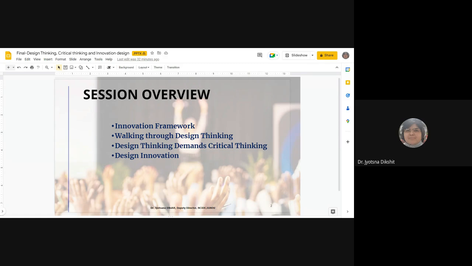Then we'll walk through the design thinking process, what it is, why it is needed, with a few case studies, and the need of critical thinking in implementing design thinking, and then design innovation. And of course, before the session ends, we will also be doing a co-creation activity.